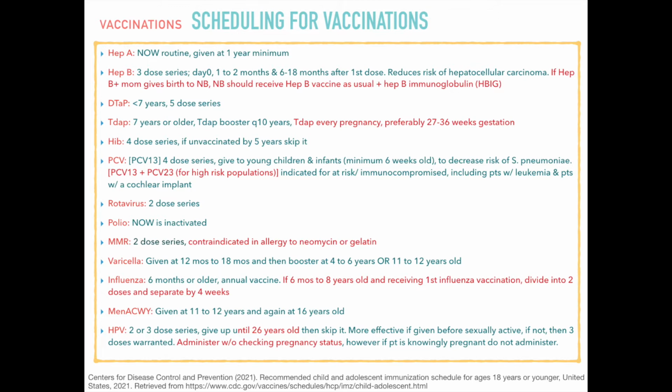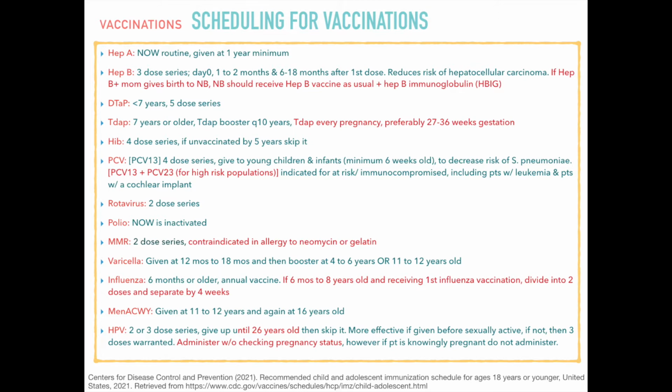But so Hep A is now routine and it's given at 1 year. Hep B, this has been like the same forever. So this is fair game for when they ask you questions about scheduling, because it has not changed and there's no intention for it to change. It's given on day 1, like of birth, 1 to 2 months, and then 6 to 18 months after your first dose. Important is that if mom is Hep B positive and gives birth, then the newborn should not only receive the Hep B vaccine just as usual, but they should also receive hepatitis B immunoglobulin.